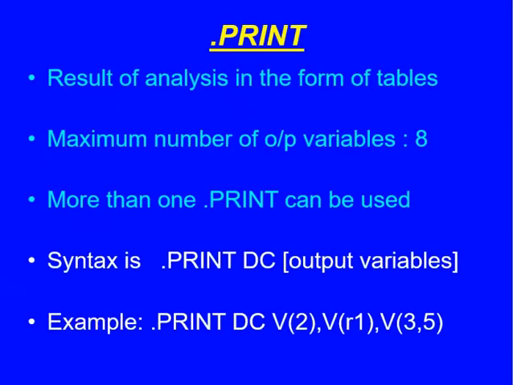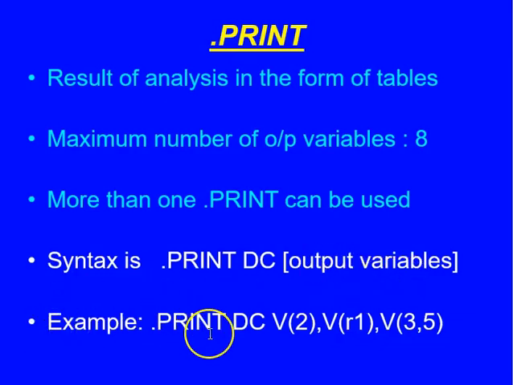First we will discuss the .print command. It will print the results of analysis in the form of tables. The maximum number of outputs that can be printed in a single output stream is 8. We can use more than one .print command. The syntax of the .print command is .print DC, then in brackets the names of the output variables.